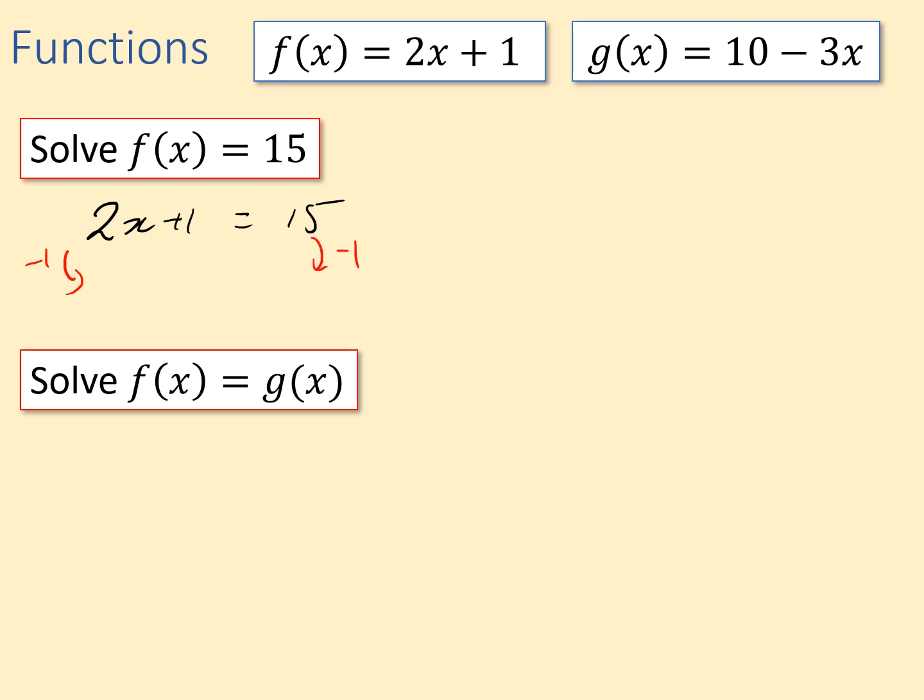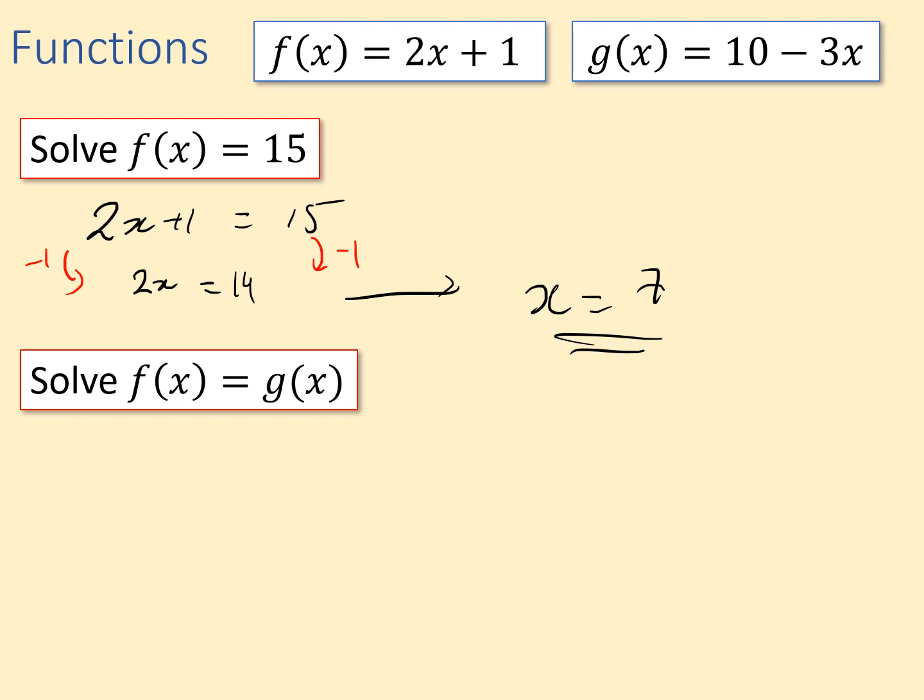So we get 2x on the left-hand side equals 14, and then halve both sides to get x equals 7. Second question on this slide then, I'm solving f of x equal to g of x. So I want these two functions to have the same value, and we're looking for the value of x that will make both of those functions equal.